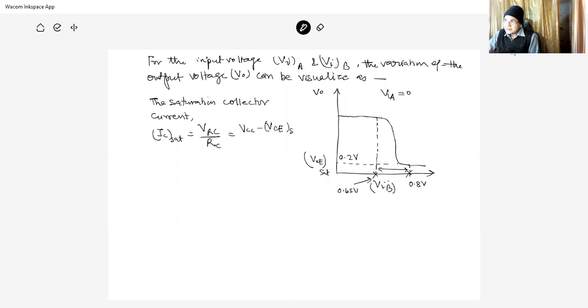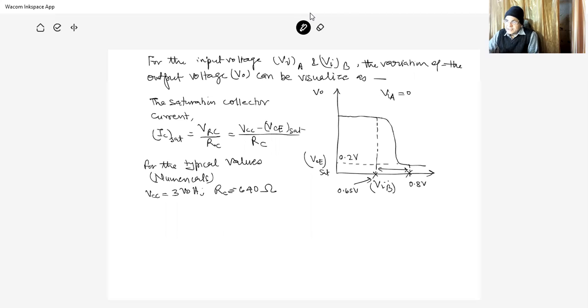VCE sat divided by RC. So whatever the value that we are having in this case, we take the typical value. Typical values means numericals. The numericals for this case of discussion are, say, VCC is 3 volt and RC is 640 ohm.